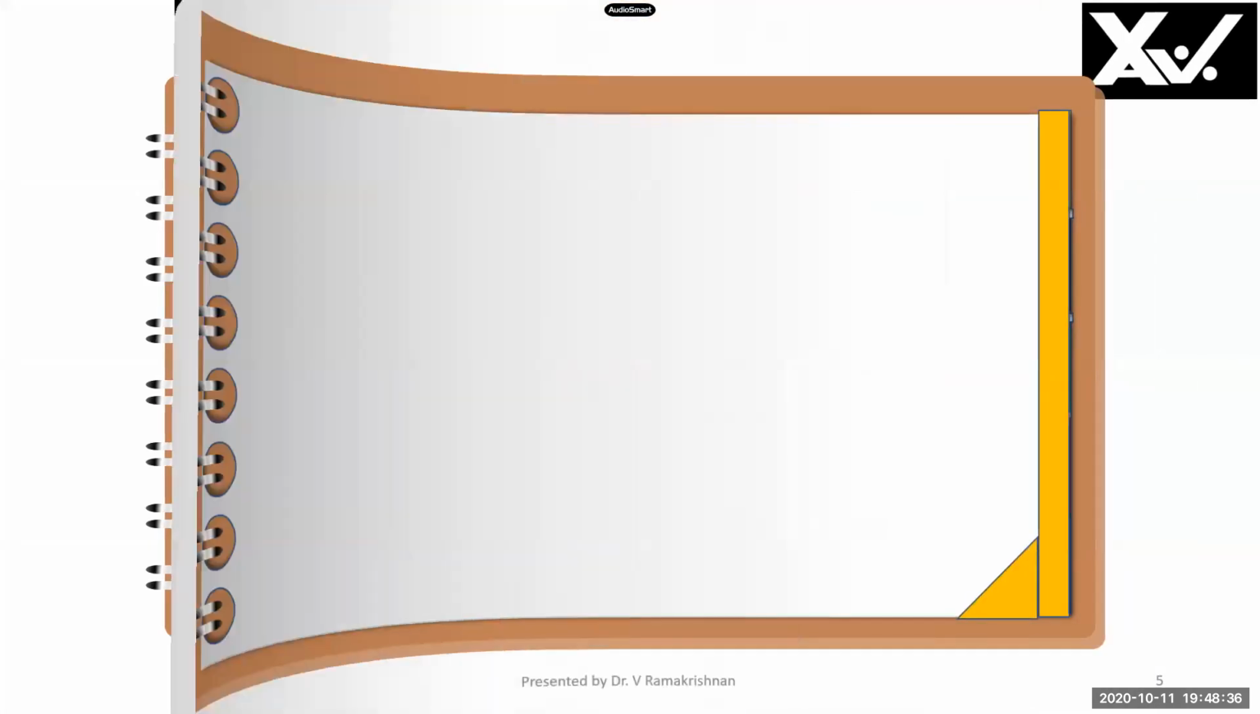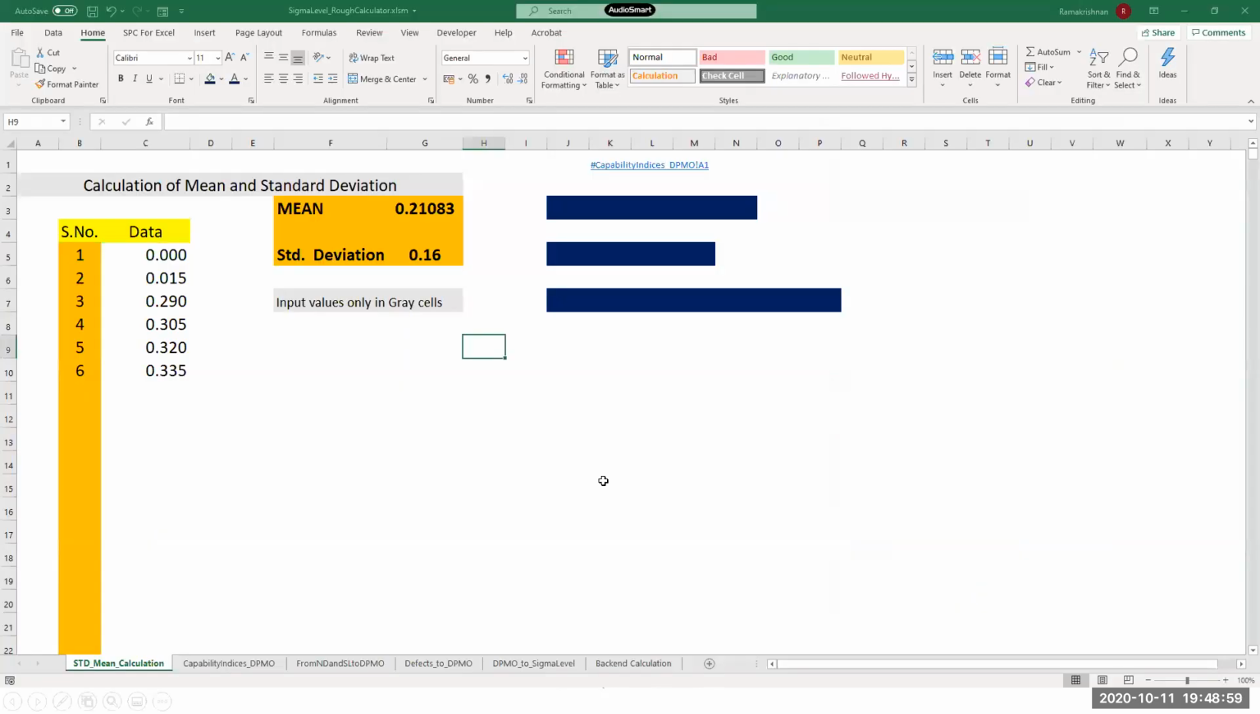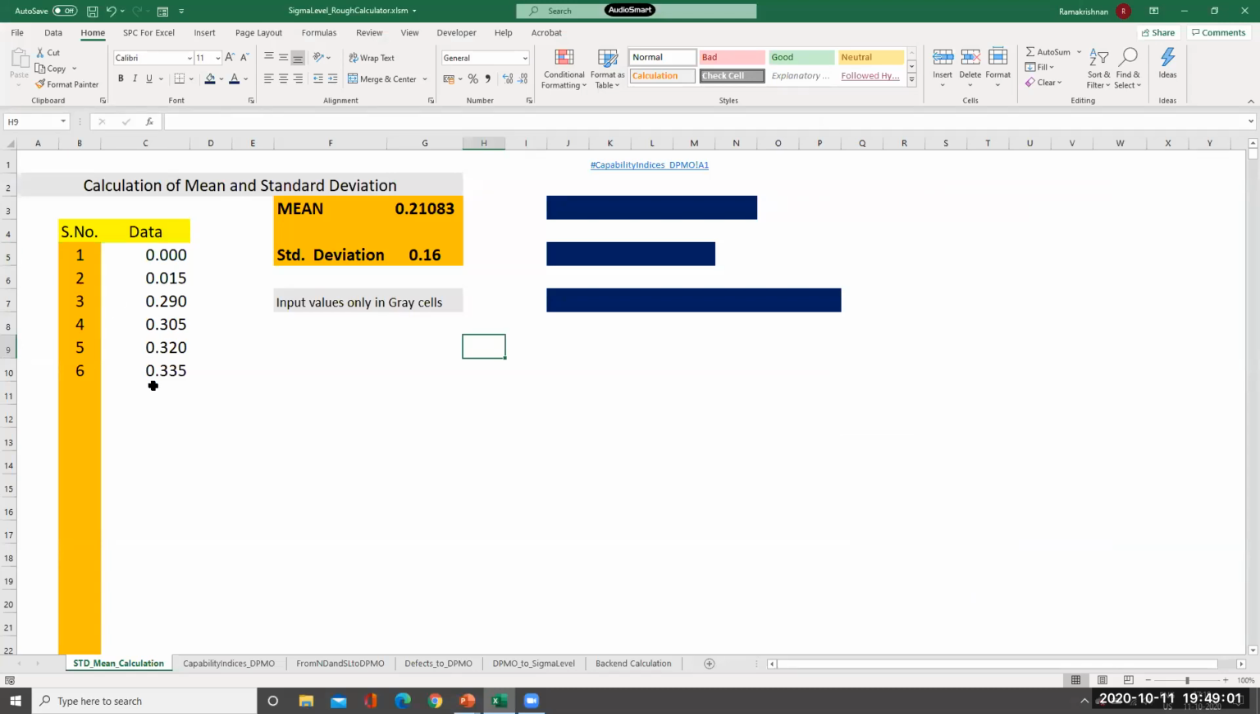First, we will go to the sample data and use an Excel sheet to find the mean and standard deviation. Please note, input values are only in gray cells. Under the data column, we can add data. Once I add data, the serial number will automatically fill in. This serial number indicates the sample size, and mean and standard deviation are calculated here. We will go to an Excel sheet and see how it is calculated. Now please see here, for 6 data, mean and standard deviation are calculated here.